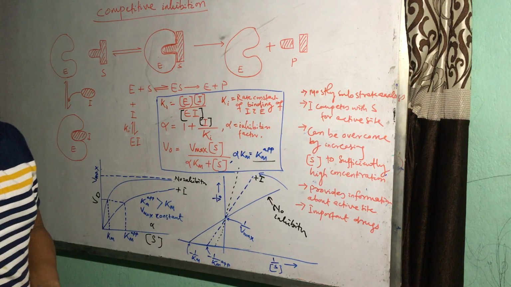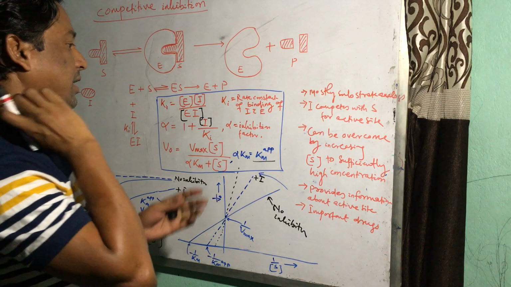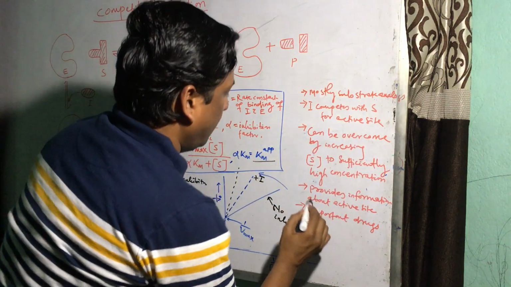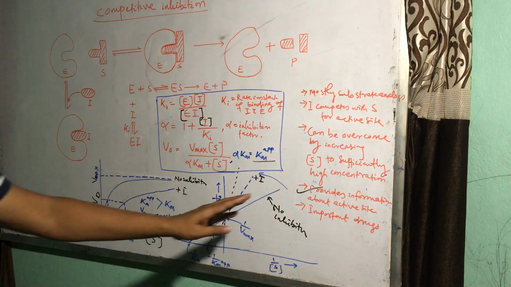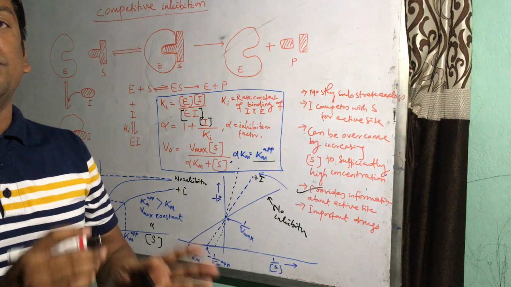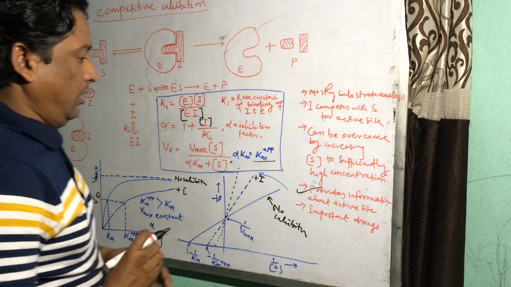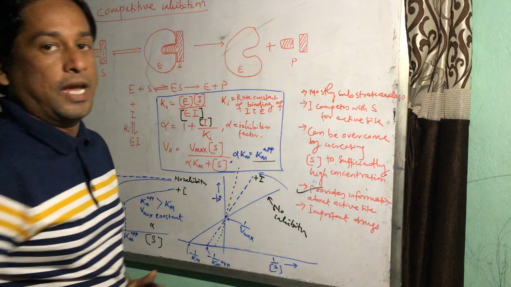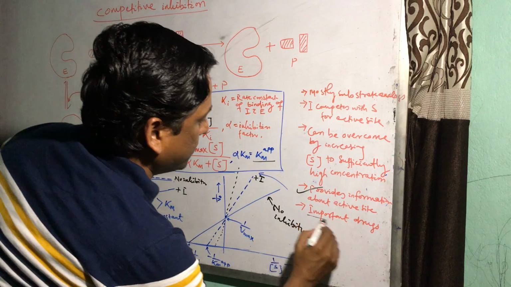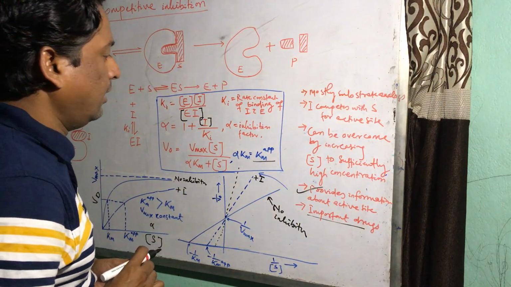So what are the applications of these competitive inhibitors? Competitive inhibitors are used to provide important information regarding the active site, such as what portion or region of the substrate binds to the enzyme, and they are used as important drugs, as we will be seeing later.